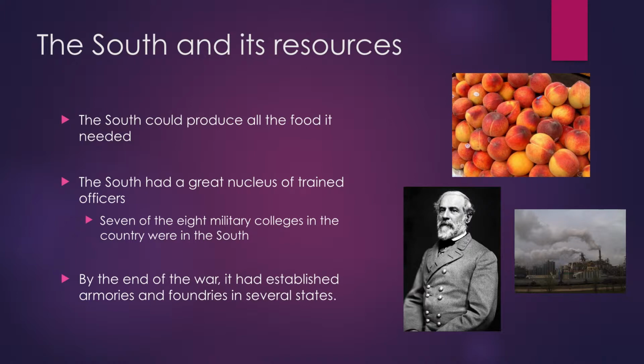Now, the South and the Confederacy was not without its own resources and willpower. The South could produce all the food it needed. Remember, the Confederacy is primarily agriculturally based, while the North is manufacturing and industry. Now, the major problem is transportation of its soldiers and civilians. Remember, most of the railroad lines and locomotives are produced in the North. Now, the South had a great nucleus of trained officers. In fact, 7 of the 8 military colleges in the country were in the South.